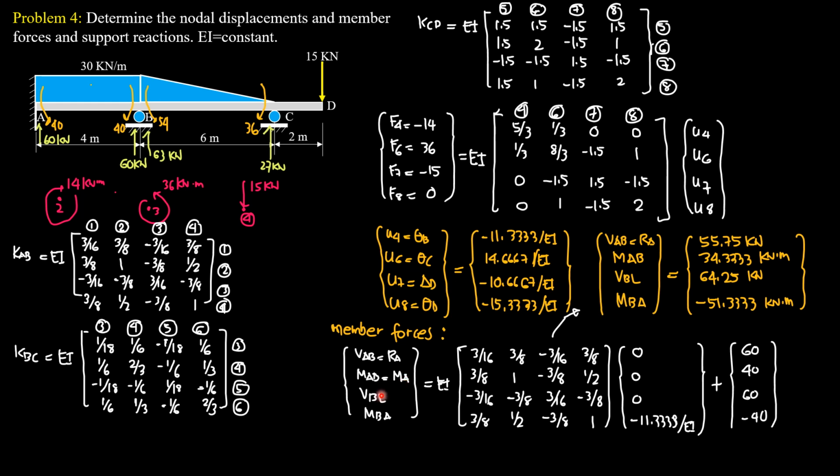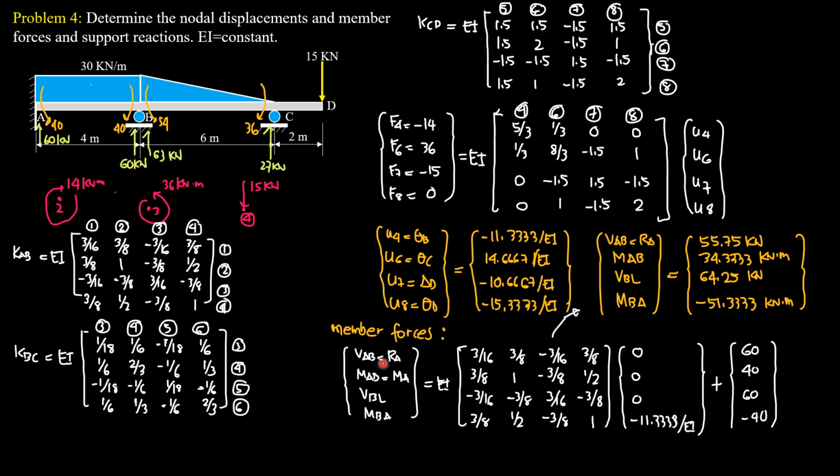moment AB, which is MA, shear B left or shear BA, then moment BA. So this is the stiffness of member AB. We just copy this. Then the displacement delta A is 0 because that's fixed. Theta A is 0. Delta B is 0. And this is theta B, which is negative 11.333 over EI.